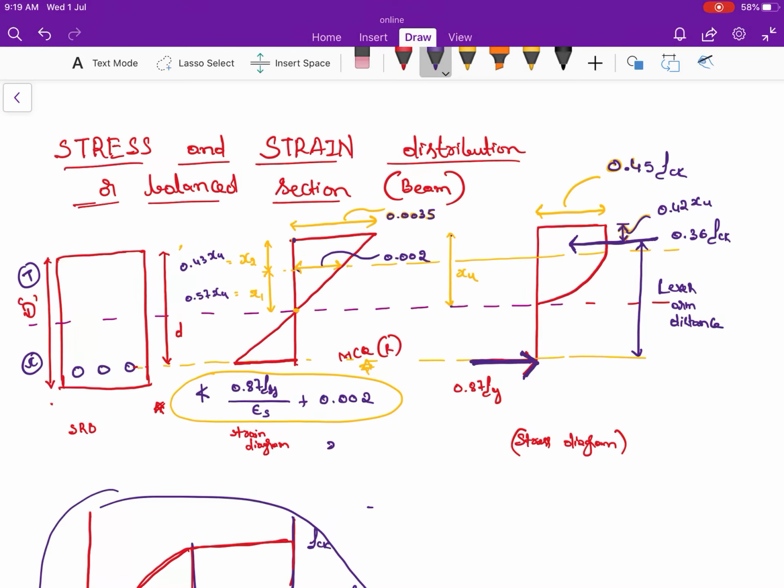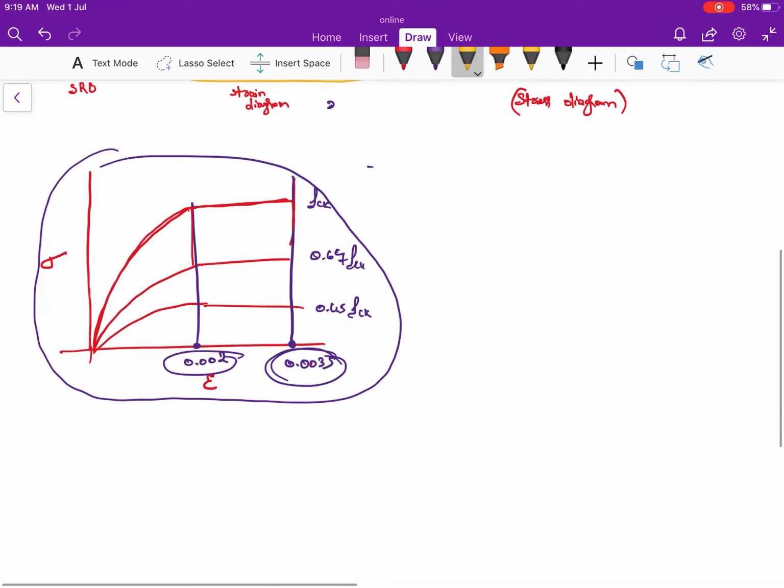But I'm going to derive these things in order to make you clear. I will derive how the values have come. But remembering this much is important. According to me, for your additional information, I am going to derive the things. That is how 0.36 FCK is acting, why it is acting exactly at the point. For that, I'd like to take one example.